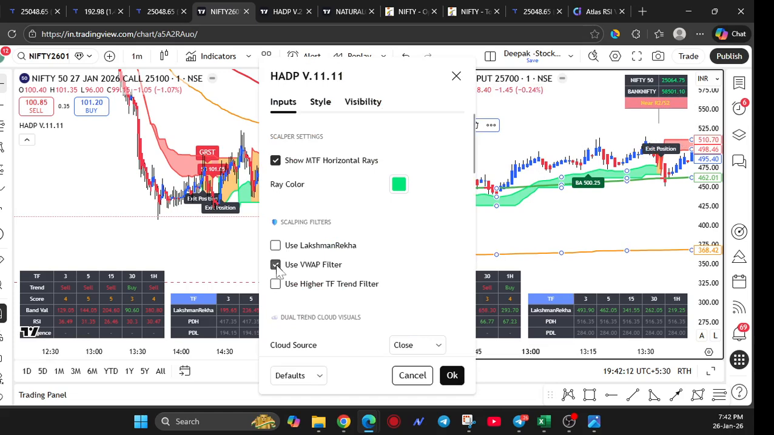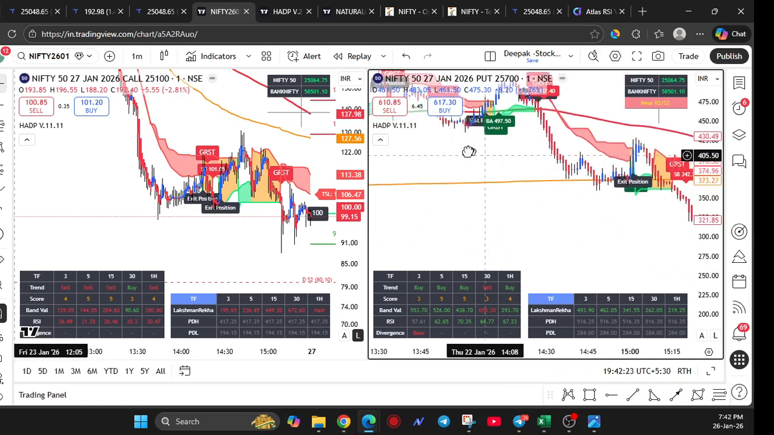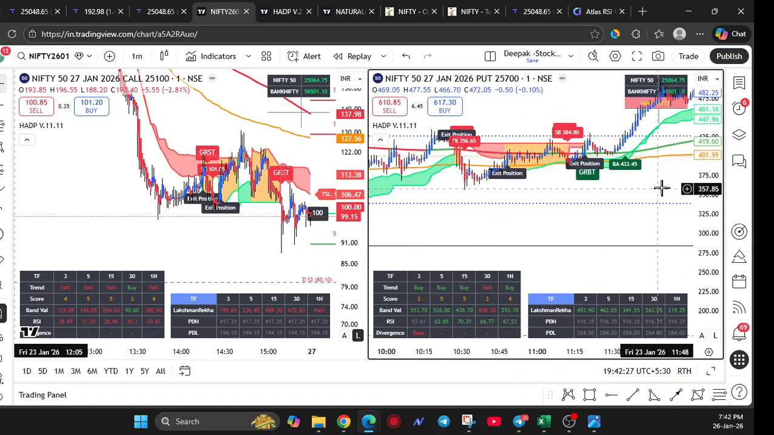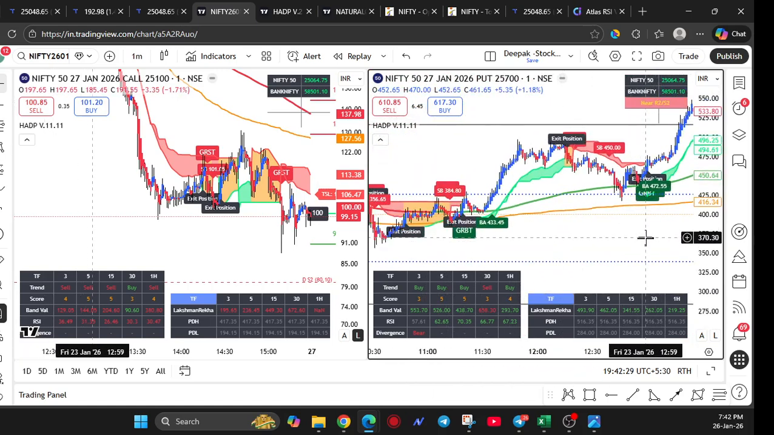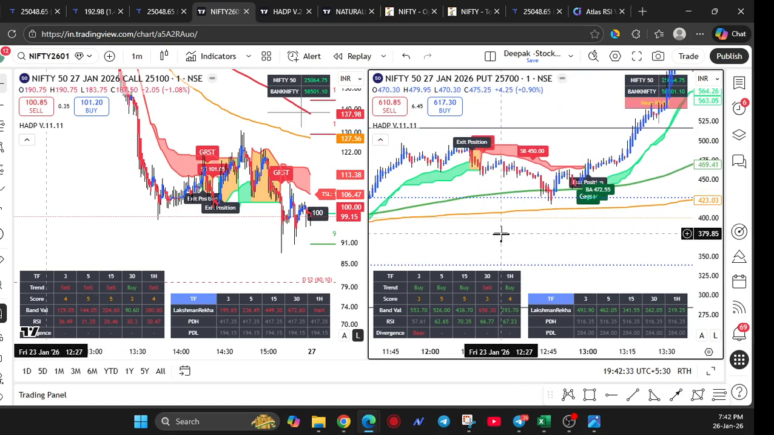Now if you remove all these, right? Use Lakshman Rekha and use VWAP. I told you what it is. Now what is this use higher time frame? Very important, especially for your trend. Okay. This is what I will show you when you see what it means now.